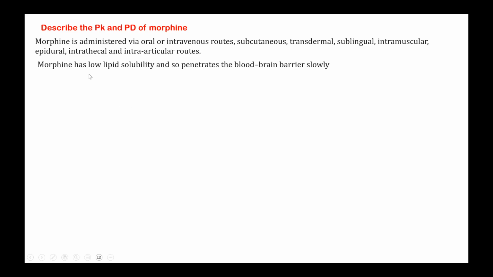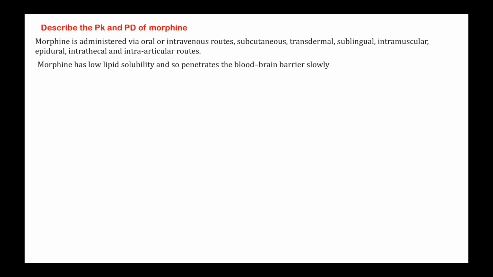And morphine, as it is, has very low lipid solubility. It is more of a water soluble drug. So it penetrates the blood-brain barrier very slowly, and that is why morphine, when administered intrathecally, may cause respiratory depression as late as 18 to 24 hours. So you cannot just administer morphine.